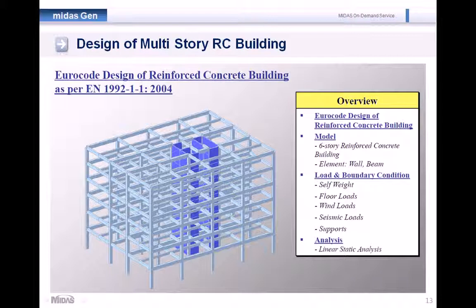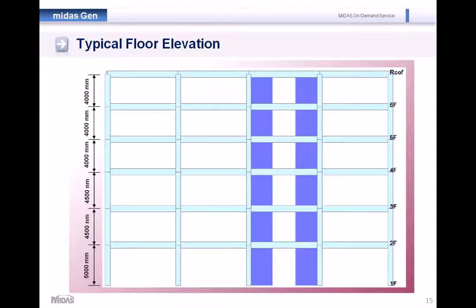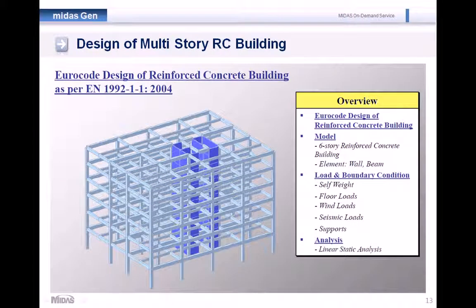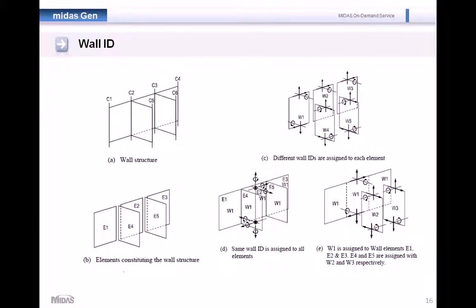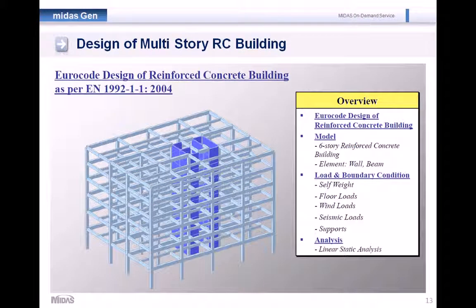With this example, we will learn the reinforced concrete design features in MIDAS Gen. This model is a 6-story building consisting of beams, columns, and walls. I will apply Eurocode 2 for this building, and this example is intended to illustrate the design procedure as per Eurocode.